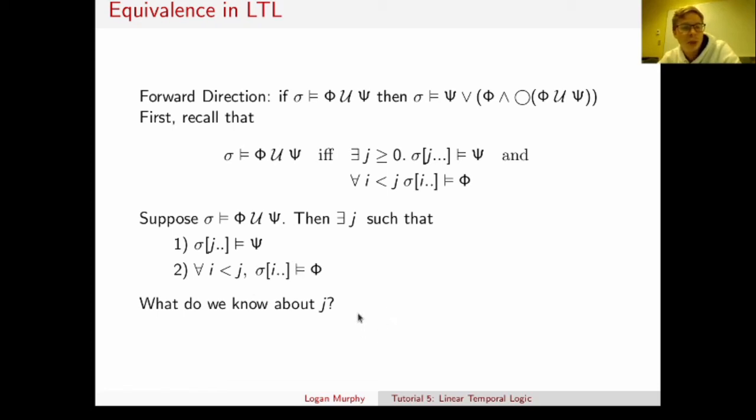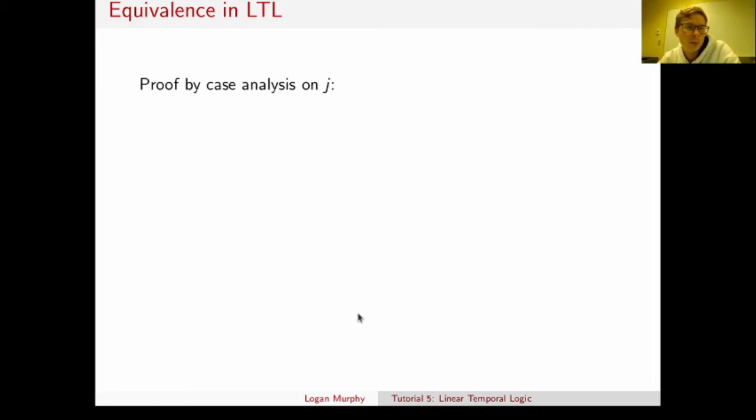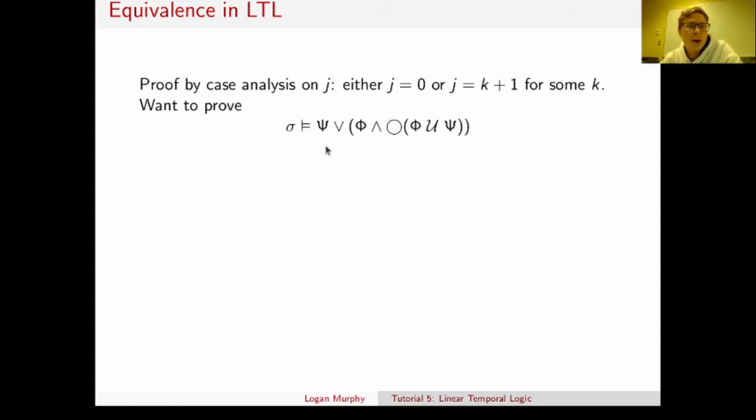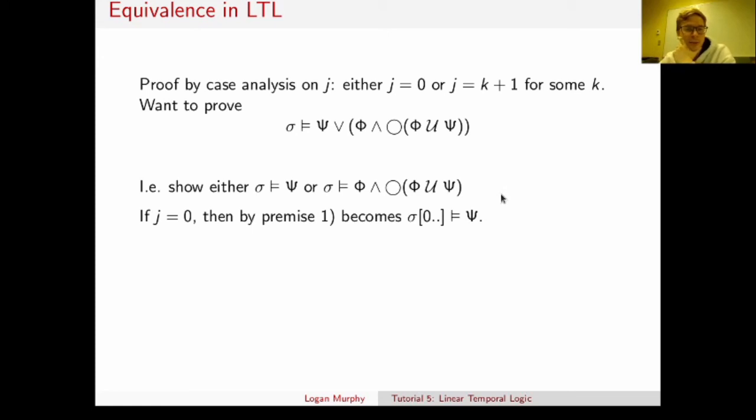But what do we know about j? Well, we know that j is a natural number, so let's try our case analysis. Either j is equal to 0 or j is equal to k plus 1. So this is our goal we want to prove: we have to show that either sigma satisfies psi or sigma satisfies phi and next phi until psi. Okay, so looking at our case analysis, if j is equal to 0, then the premise 1 of the previous slide then becomes just sigma 0 satisfies psi.